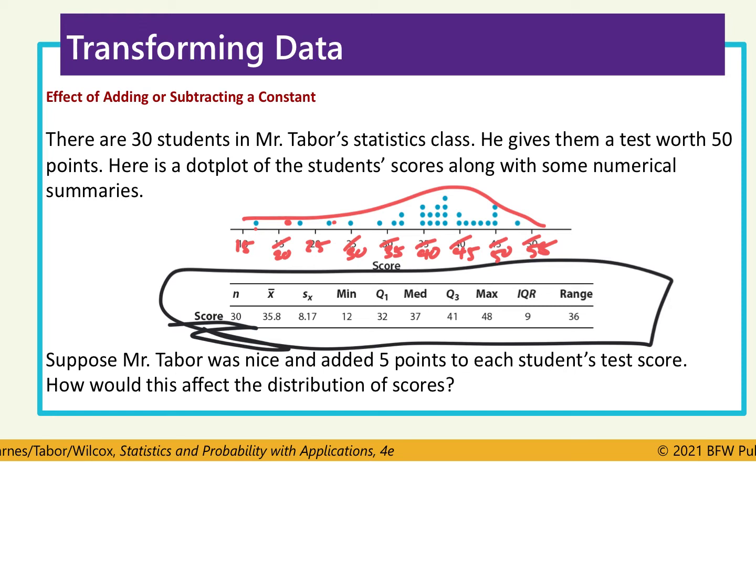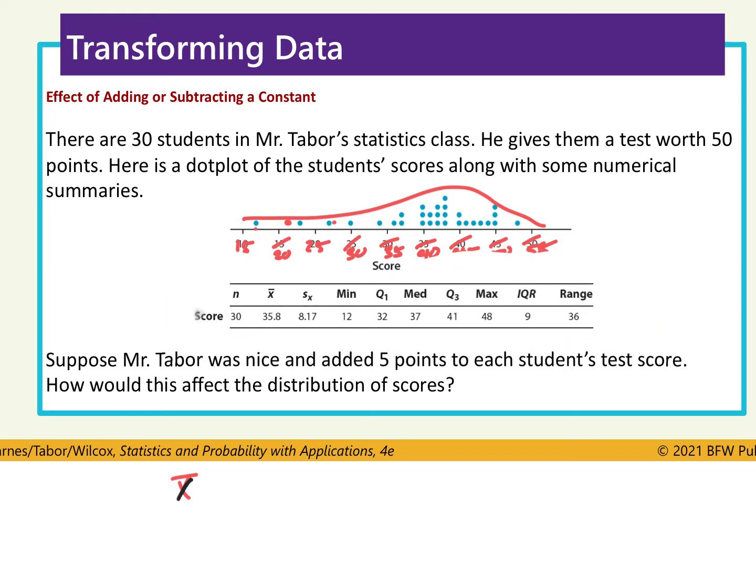How is it going to change the mean? It's going to go up by 5, right? So the new mean is going to be... Hold on, let me put it underneath here. The new mean is going to be 40.8. Does that change the standard deviation? Is it going to become more spread out if I just change the numbers on the axis? No. So what's the standard deviation? 8.17. It's going to be the same.